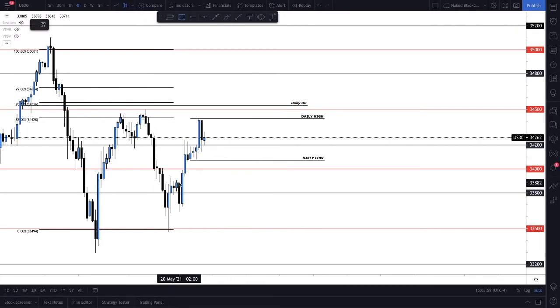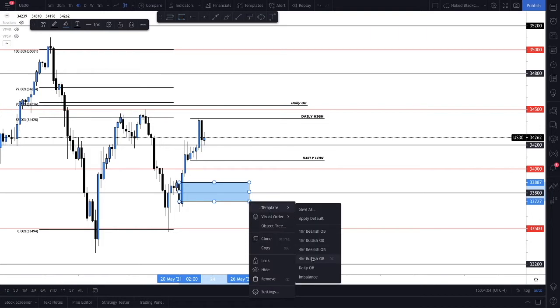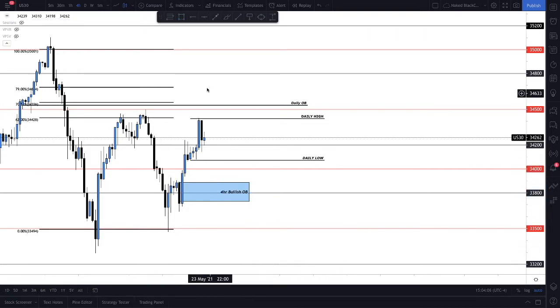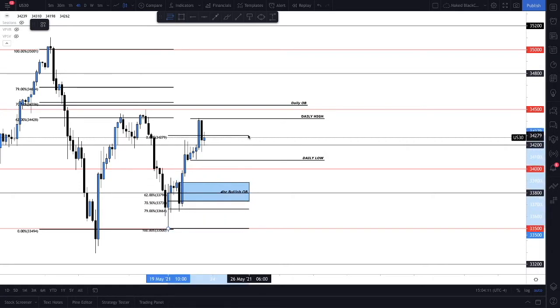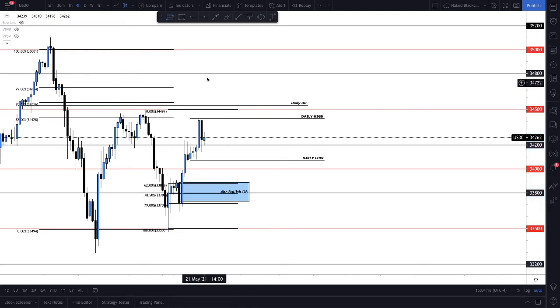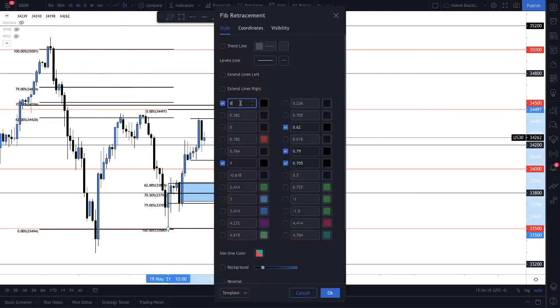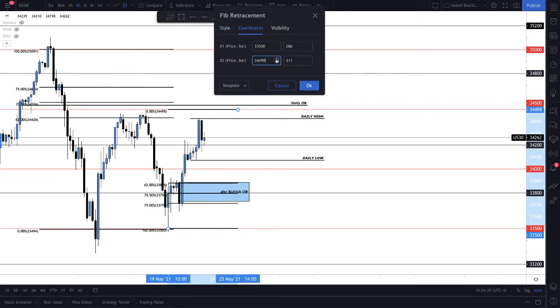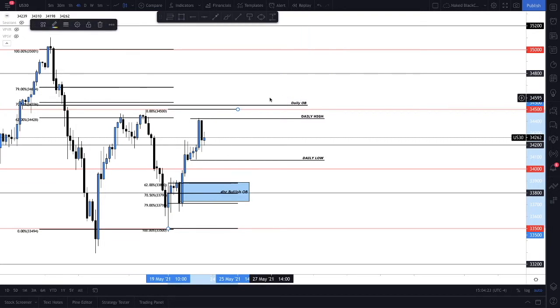Now we're going to mark up this 4-hour order block on the 4-hour time frame. The 4-hour order block is right at the 33,800 level. So that's two confirmations right there. We're going to draw the fib from the bottom of this move all the way to this top level, so from 33,500 all the way to 34,500. If you see, the 70.50% marks up right where the 33,800 is also, and it's at the middle of the 4-hour order block. So that's multiple confirmations in that area also.